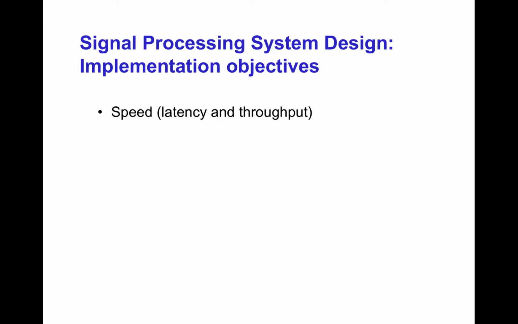We have hard real-time speed requirements that may include latency, time from input to output, as well as throughput, how often we produce results. We need to predictably satisfy real-time constraints. We need to predictably take inputs, predictably generate outputs.